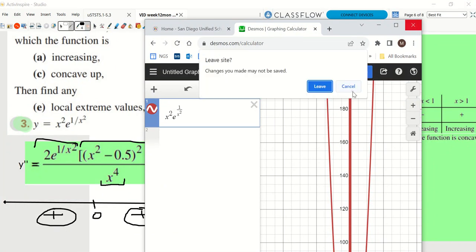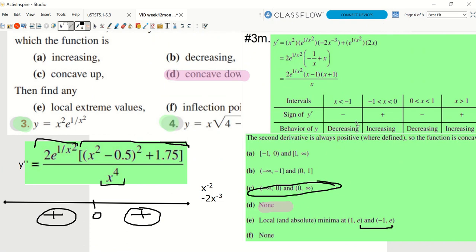I see what happened. When you do a quick look at the original function, 0 doesn't count, even though typically, like I said earlier, this would be a local maximum. When you plug in 0, 0 squared is 0, 1 over 0 is undefined. So it's actually undefined at 0, so it cannot be a local min or max.